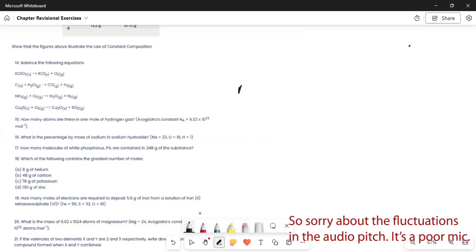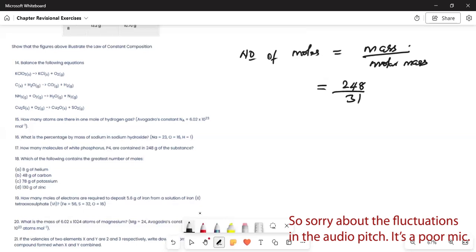And recall that number of moles is the mass over the molar mass. Now, what is the molar mass of phosphorus? Since it's an element, the molar mass is the same thing as the atomic mass here. Molar mass of phosphorus is approximately 31. Therefore, the number of moles in 248 gram of phosphorus will be 248 divided by 31, which is 8 moles.